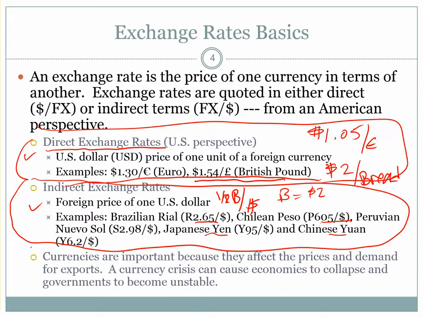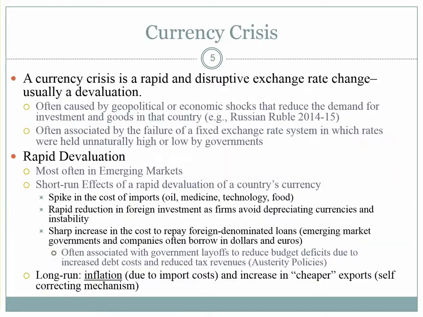And again, currencies are important because they affect the prices and demand for exports. And we talk about a currency crisis as a sudden change to an exchange rate, usually a collapse, which can have big effects. So we'll talk about a currency crisis. A currency crisis is a rapid, disruptive exchange rate change, usually a devaluation, usually associated with some kind of geopolitical or economic shock in a developing market.